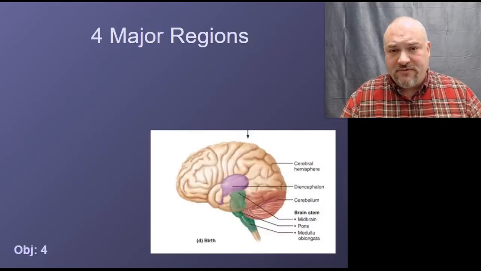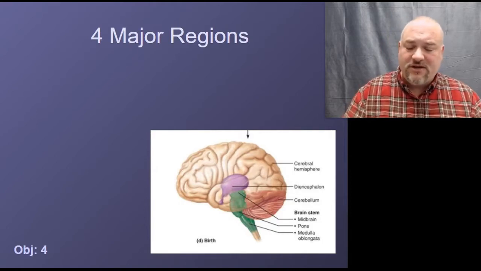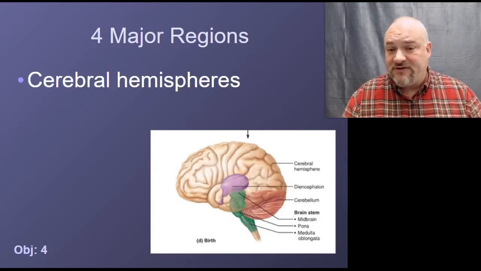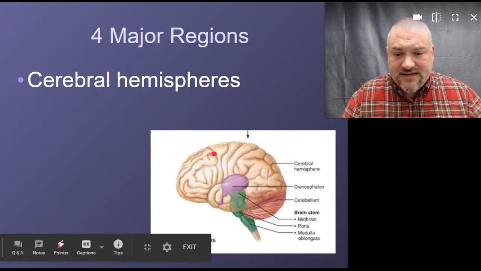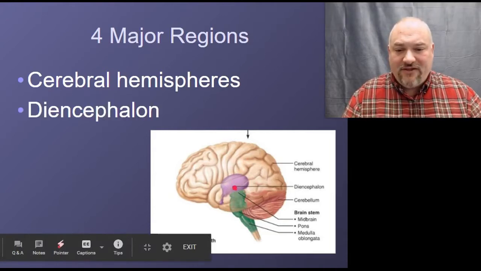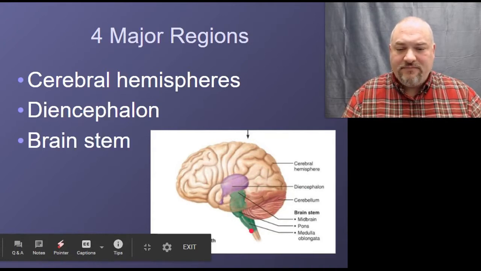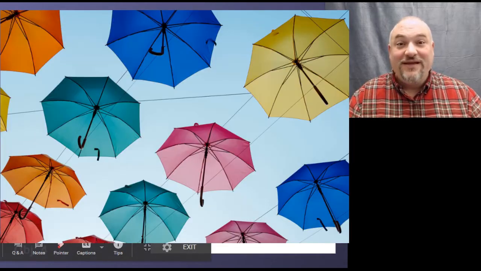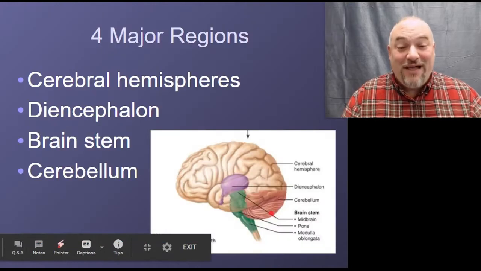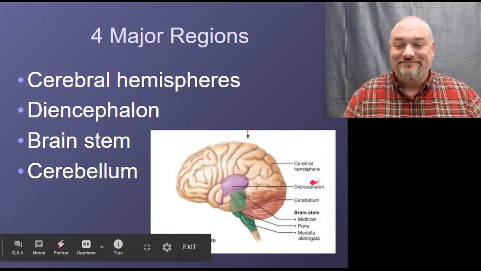There are 4 major regions that we're going to tackle, and then we'll go into sub parts. The cerebral hemispheres, the brown stuff we see on top here, the diencephalon, what's in purple here, in the middle, the brain stem in green, and then this darker brown pinky thing back here called the cerebellum. It's not an umbrella, cerebellum hanging off the backside.